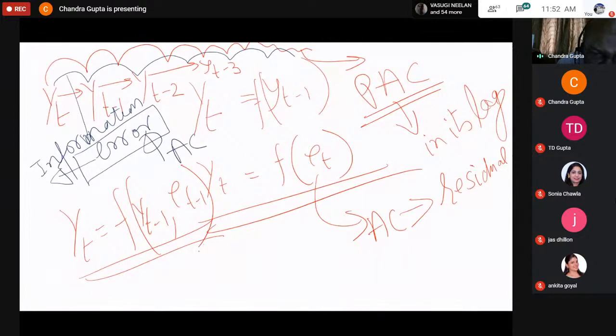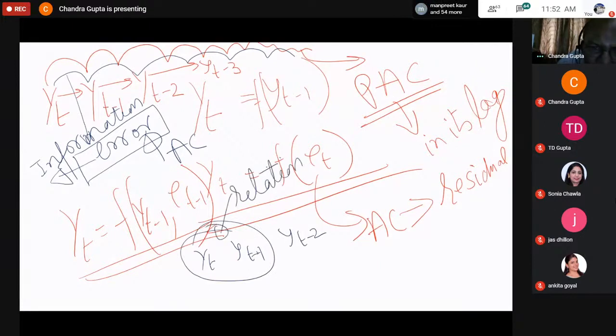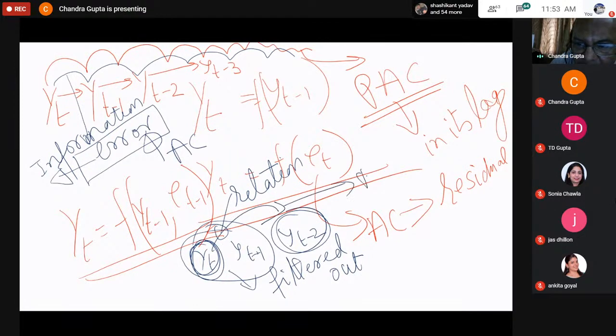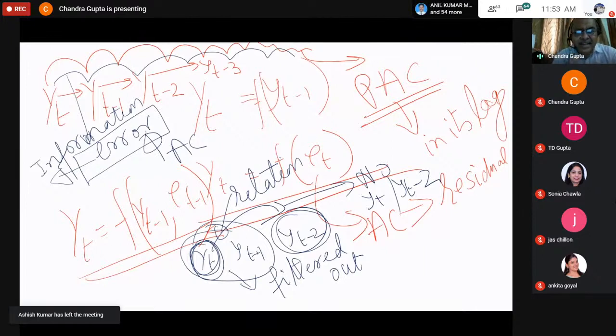Okay. If you have YT minus 1, YT minus 2, suppose there is a relation between these two. That relation you have filtered out. Now if you do not get any relationship between YT and YT minus 2, that means the relationship is only with lag. Once that is being taken care of, nothing is being carried forward. That's the significance of partial autocorrelation. I think you are able to understand that. Yes, sir. Thank you. It is very much clear.